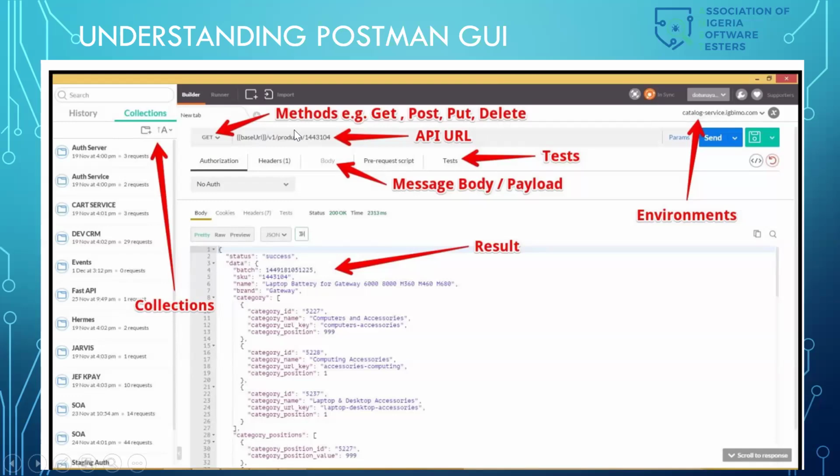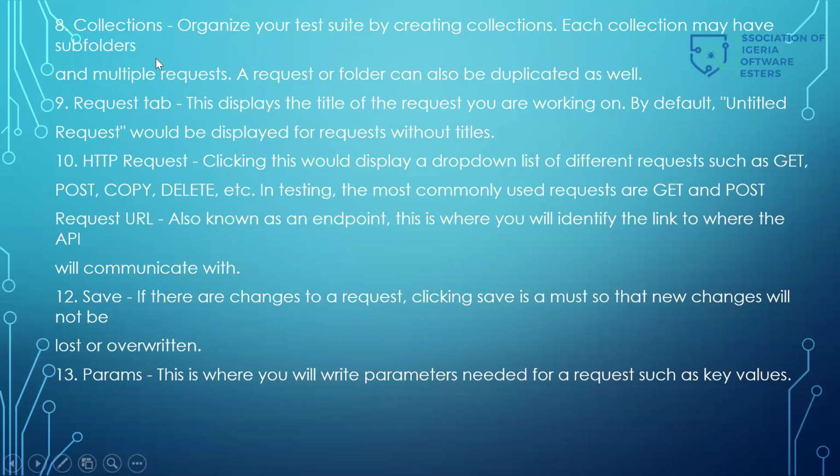So I want to go back to collections. You can organize your test suites by placing them in a collection. Each collection may have some folders and multiple requests, like I have said. A request or folder can also be duplicated. Your request tab is displayed by default as Untitled request for requests without titles, meaning that if you have not titled or saved one, it will let you know that this is not saved.